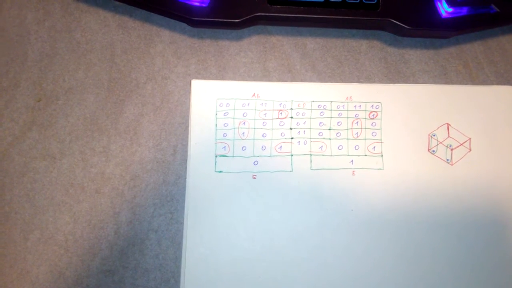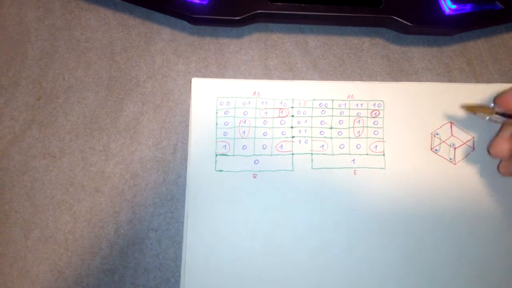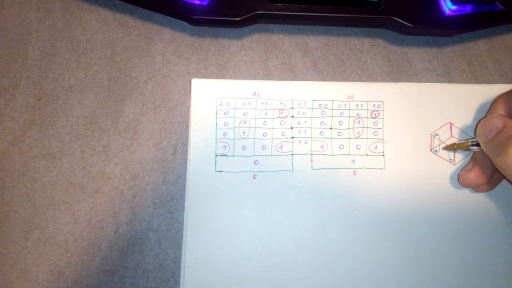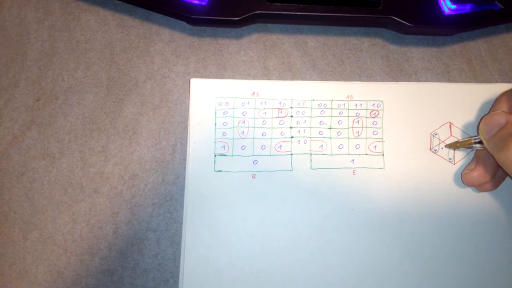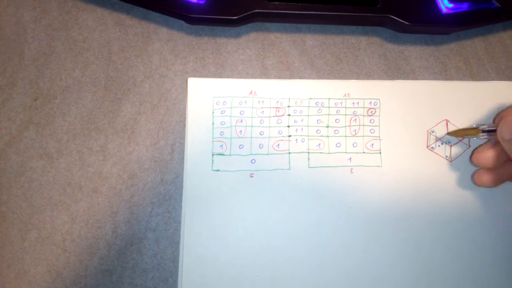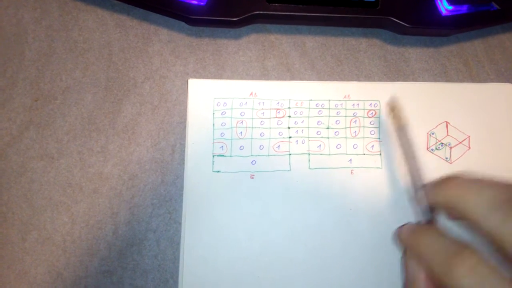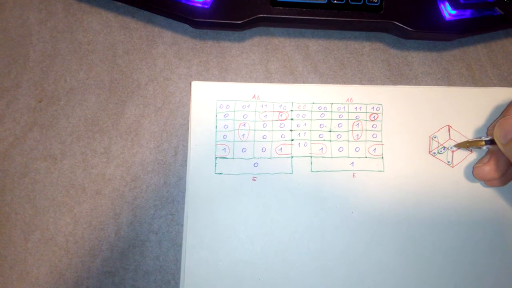Now, if you go farther, we do have those 2 at the bottom. We can think about them like this. So those 2, we have those at the bottom, like that. And those 2 at the top, like this.